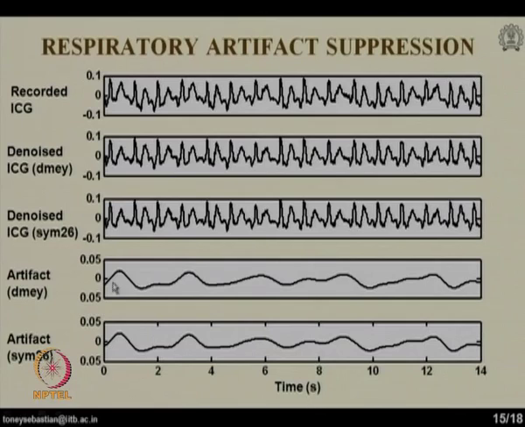Now, the fourth one is the artifact extracted from the ICG waveform using DMA wavelet. This is basically the first waveform minus the second waveform, that is, the first waveform has the artifact and the second one is the denoised waveform. The difference is basically the artifact signal, and the last one is the respiratory artifact removed using Symlet 26 wavelet. Here you can see both the wavelets are capturing exactly the same artifact and exactly the same signals.